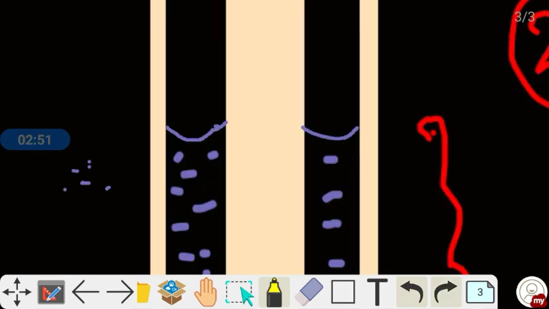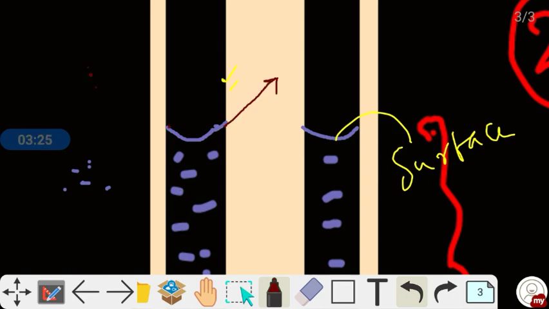So guys, this is the close view of the annular tube. If you will see, this is the surface, and how the surface tension force will act. The surface tension force will act tangentially. So at the inner wall, the surface tension force will act like this, and at the outer wall, the surface tension force will act like this. And this angle will be theta, and this angle will also be theta.